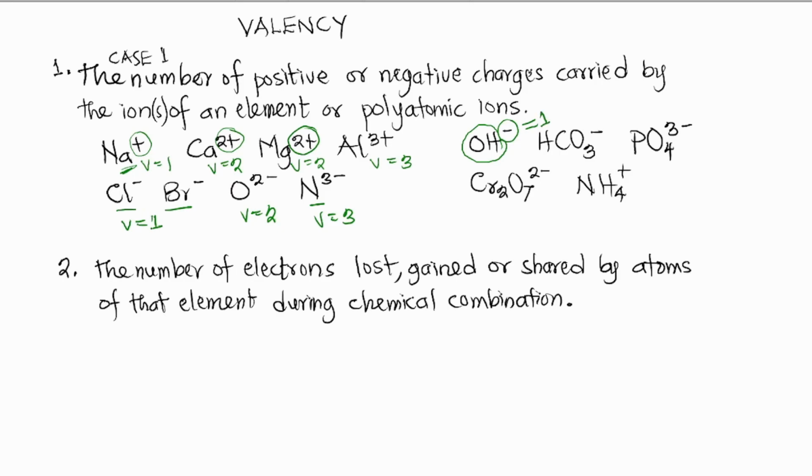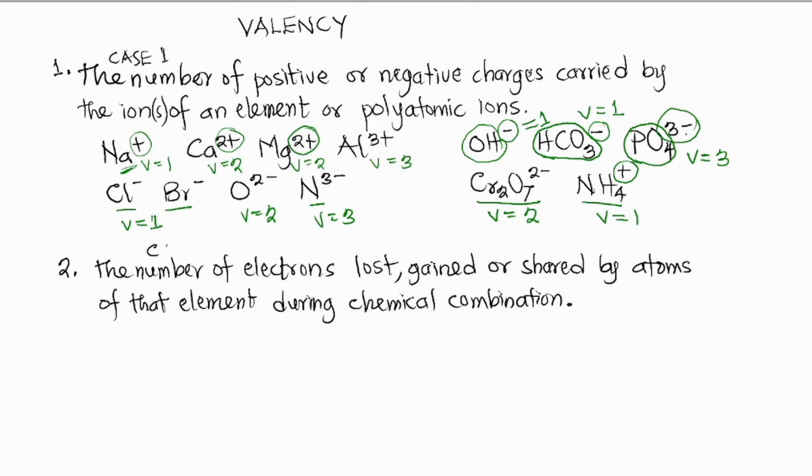We ignore the charges when we're talking about valency. Take note of that. The total number of charges on bicarbonate ion in this case is a single negative charge. So therefore, the valency of bicarbonate ion is equal to 1. The total number of charges on phosphate ion is 3 negative charges. Therefore, the valency of phosphate ion is 3. The valency of ammonium ion, as indicated here because of the single positive charge, is 1, while the valency of heptaoxodichromate(VI) ion is 2. I hope that is clear.